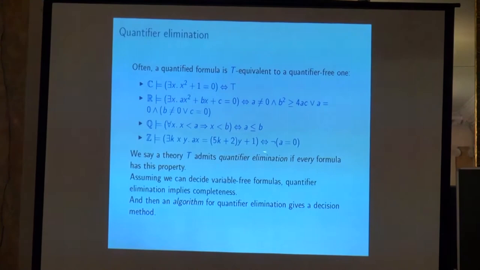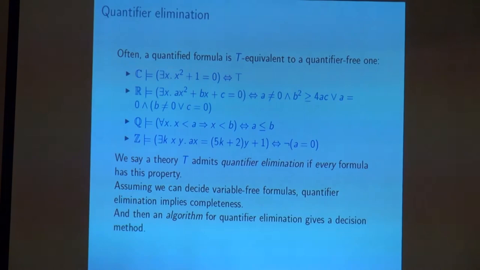So those are just some random examples of formulas that happen to have quantifier-free equivalents. The question is, can this be generalized, and is there some algorithmic way of finding quantifier-free equivalents? So we say that a theory admits quantifier elimination if every formula has a quantifier-free equivalent with respect to that theory. Now, why is that an interesting fact?